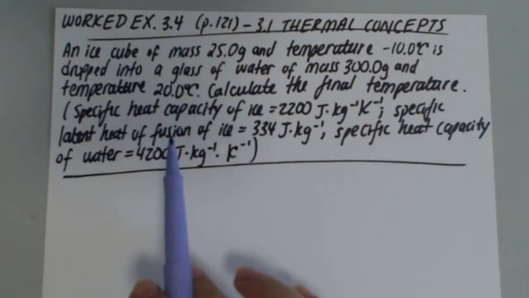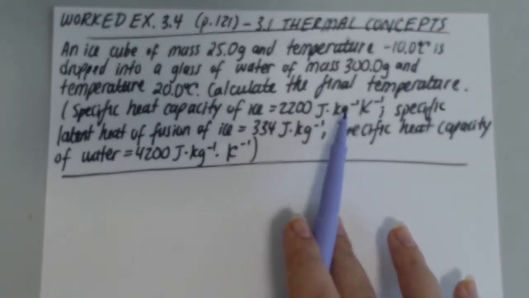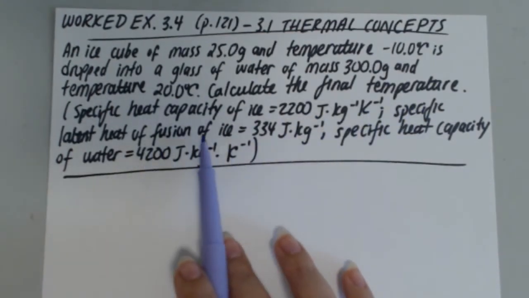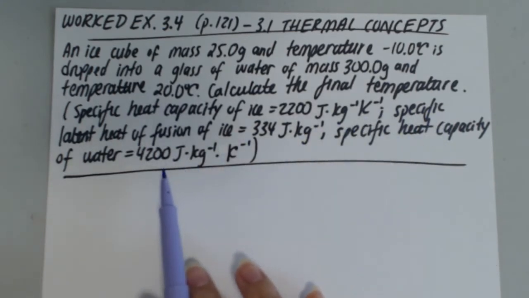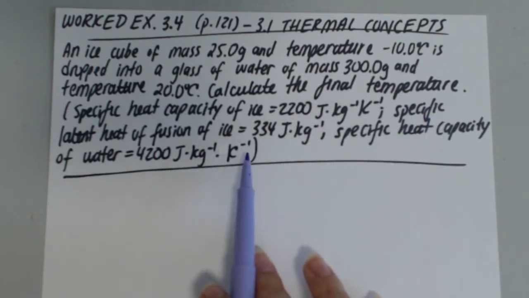We're told the specific heat capacity of ice is 2200 joules per kilogram per Kelvin. The specific latent heat of fusion of ice is 334 joules per kilogram, and the specific heat capacity of water is 4200 joules per kilogram per Kelvin.